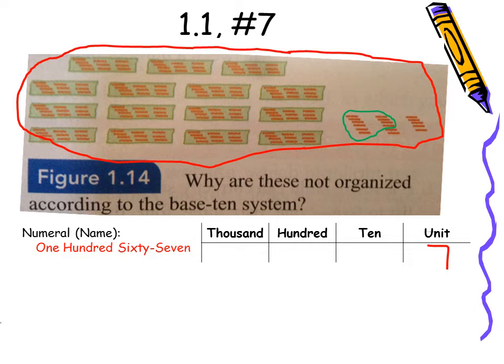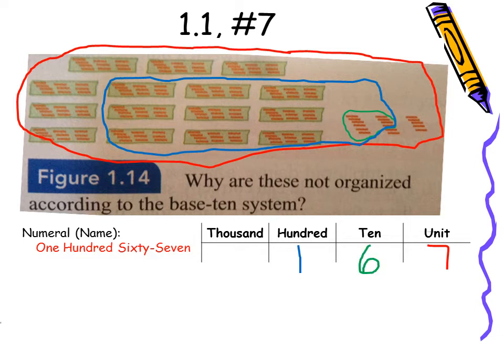Now looking at the tens, it appears that there are 3, 6, 9, 12, 15, 16 tens, which we know is impossible. So what we have to do is count our tens, and as soon as we're able to count out 10 groups of 10, we can regroup it into a group of 100. So if I count 1, 2, 3, 4, 5, 6, 7, 8, 9, 10, 10 tens can be rewritten as 100. And then I have 1, 2, 3, 4, 5, 6 tens. So the number 167 is written numerically in base 10 as 167.